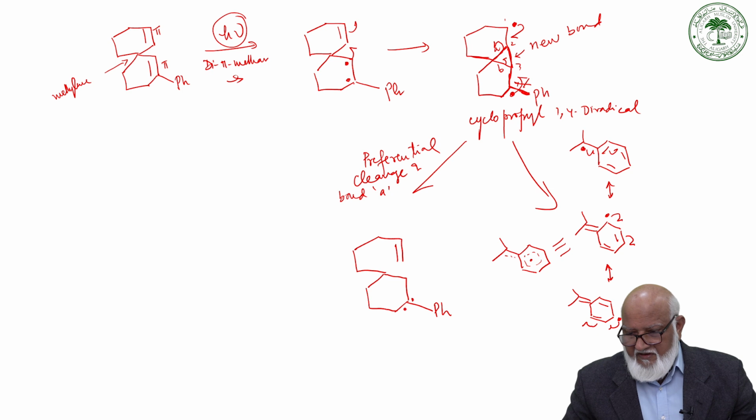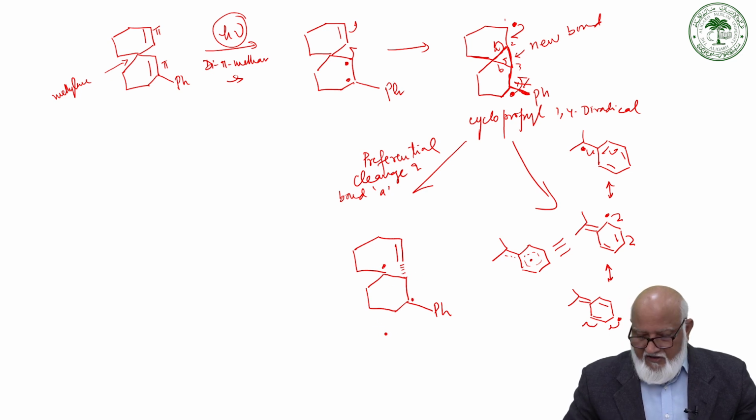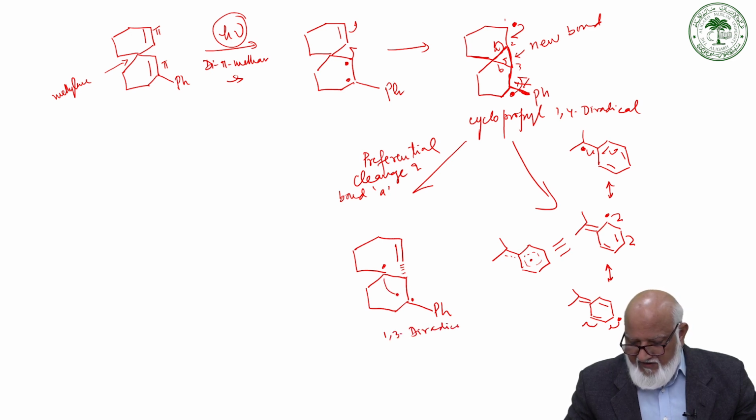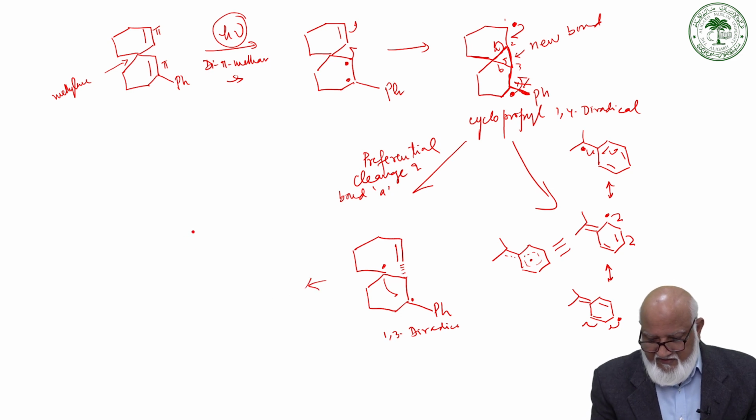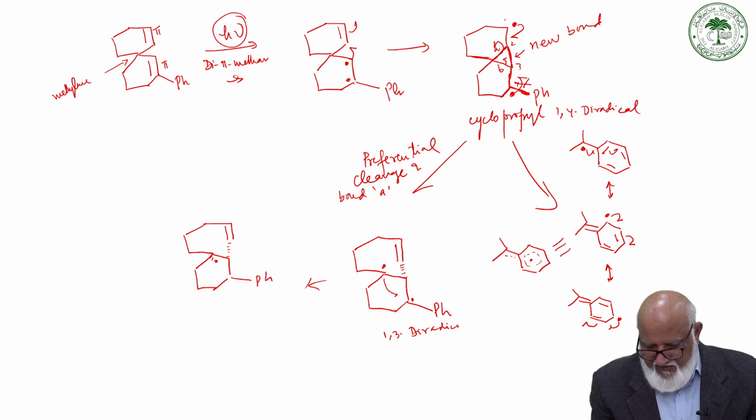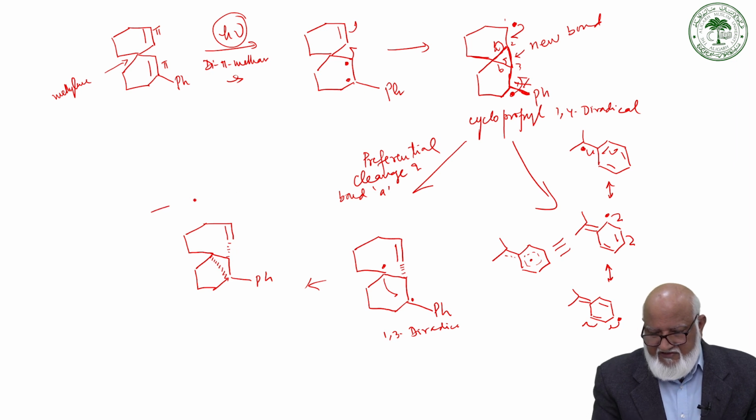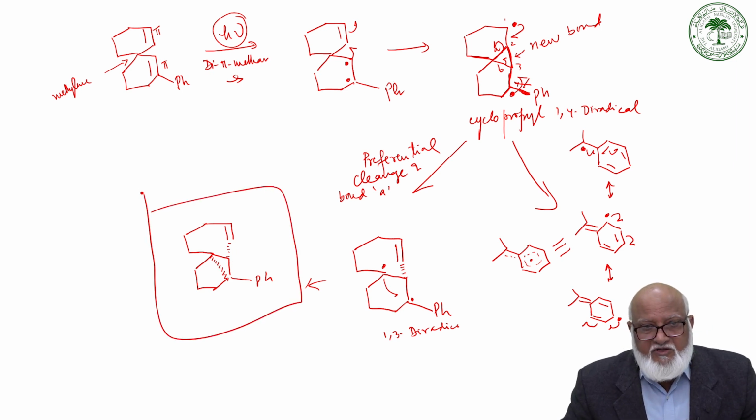There is a radical here, and then there is a bonding between this, right? And then this is a radical here. Now this 1,3 diradical is going to combine here to give a product like this. The phenyl group is a 3-member ring. So this is the product which is formed in this particular case.